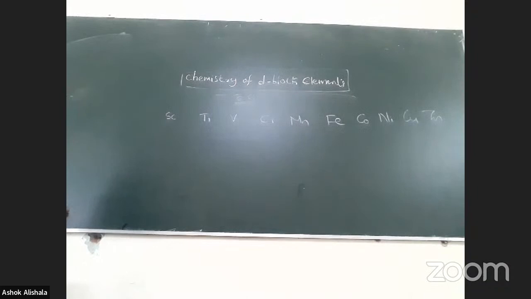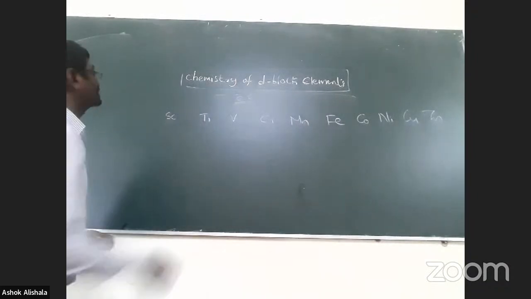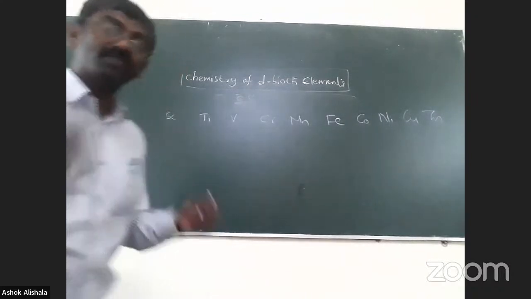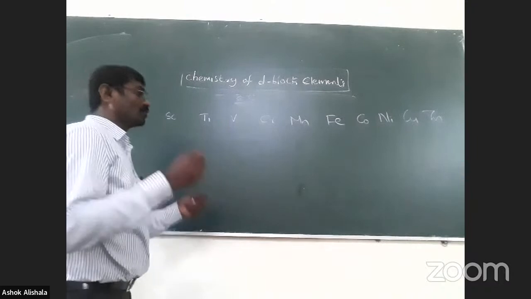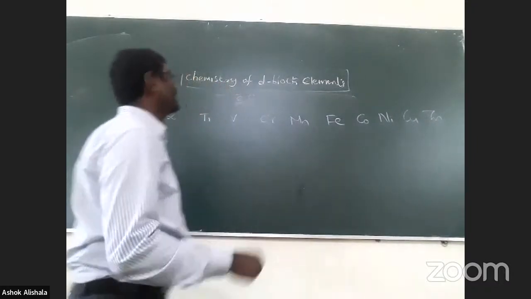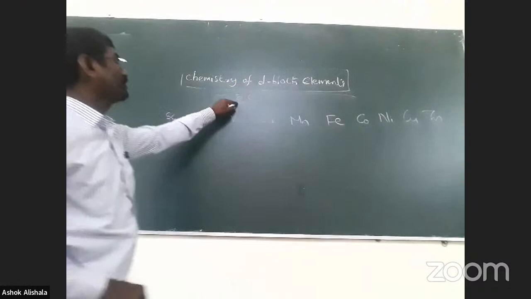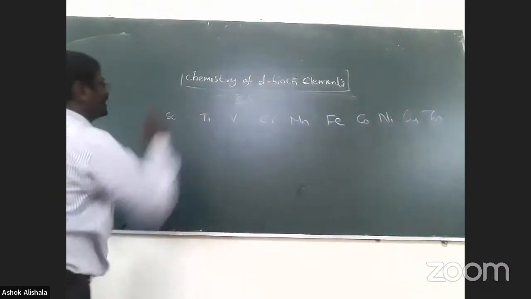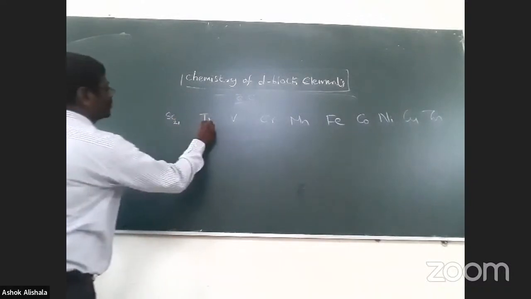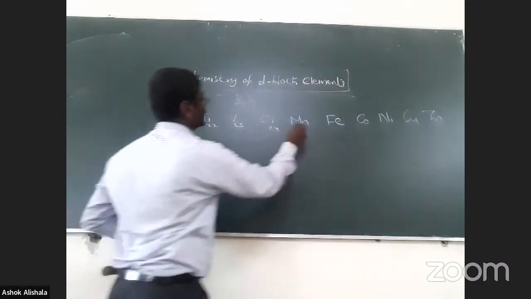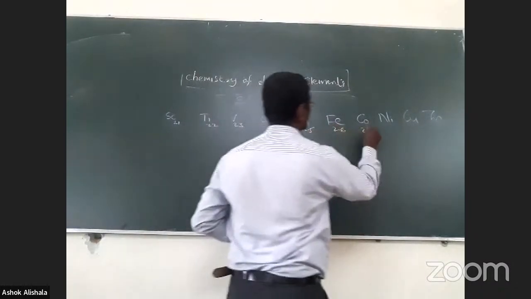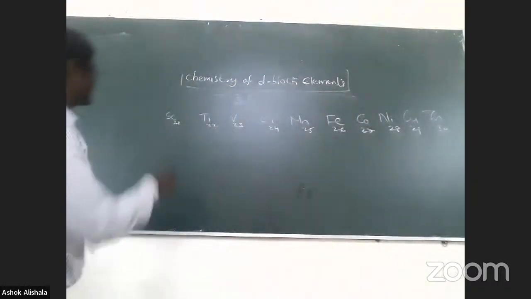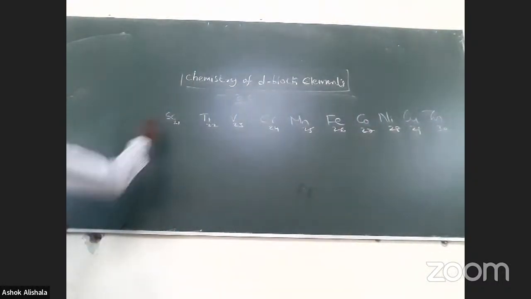Right. Because next we are going to discuss variable valence or variable oxidation state, which is also a very important area. To understand the variable oxidation state or variable valency, one should be familiar with the electronic configuration. Atomic numbers 21, 22, 23, 24, 25, 26, 27, 28, 29, 30.